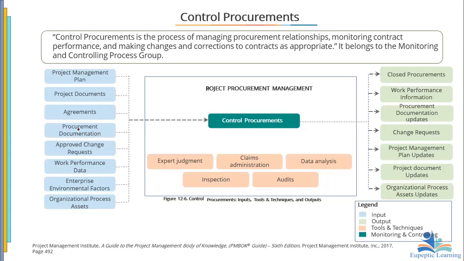And then expert judgment. Now we expect that after we have gone through all these, we should come out with procurements that have been closed. And that is why we did not move. So you see here, close procurement is no more a process on its own. Do you get it here? So the outputs are closed procurements, work performance information based on the work performance data, procurement documentation update, change requests, project management plan update, project document update, and then of course an update to the OPAs. So that is it for project procurement management.